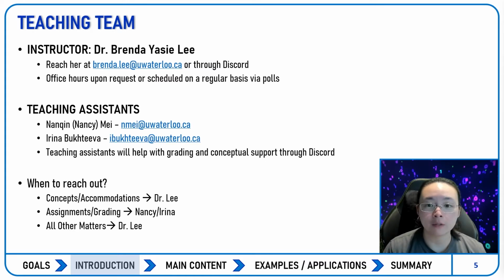So when do you reach out? Usually you might want to reach out about clarifying concepts, parts of the course, or asking for accommodations. Those would go to me directly, your instructor. If you have questions about assignments and grading, that's going to go through to Nancy and Arena. For all other matters, you can always direct them to me, especially if you're not sure. But what I ask is that if you do have any questions, reach out early on before it's too late for us to do anything about it.